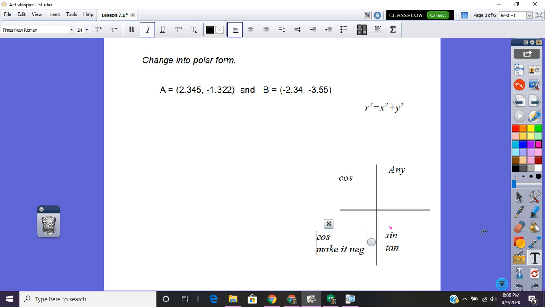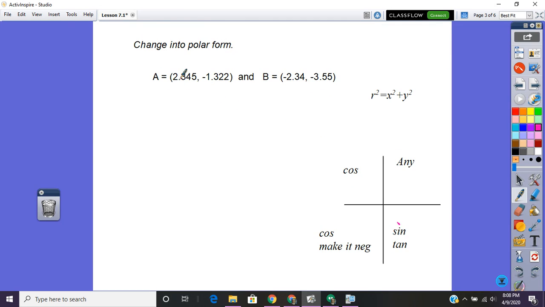Let's change part A here first. All right, we're going to change our x and y to r and theta. So right now, this is x and this is y. So let's find our r. To find r, we have to use r squared equals x squared plus y squared.